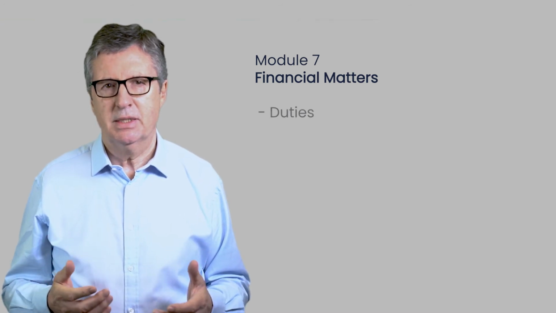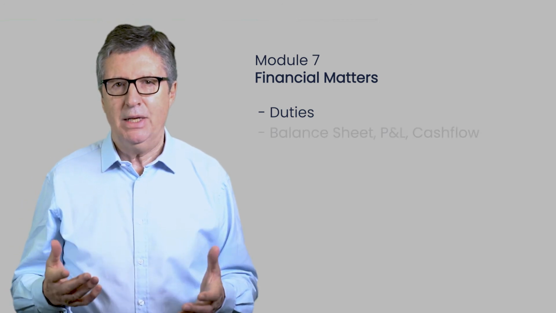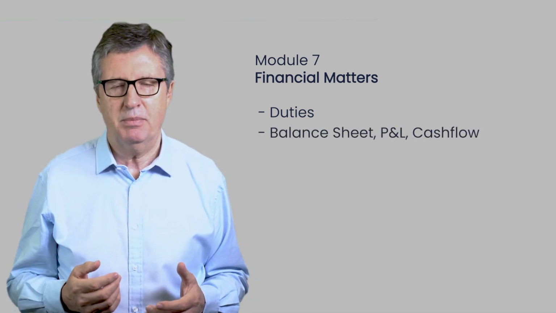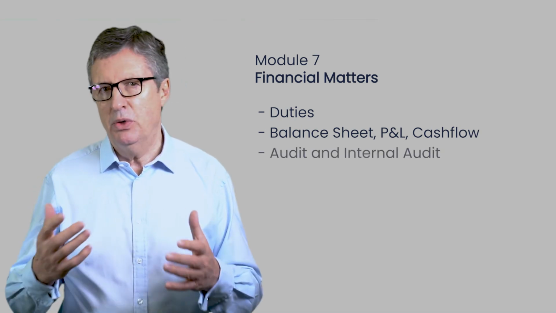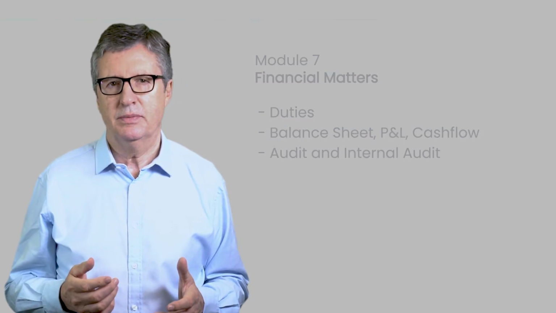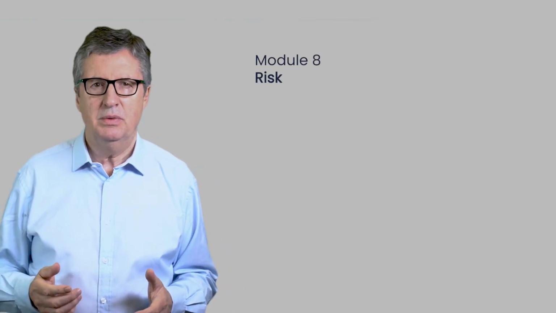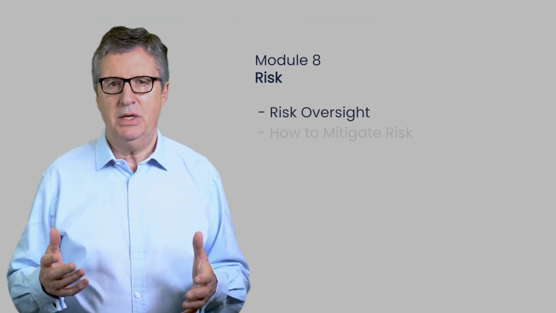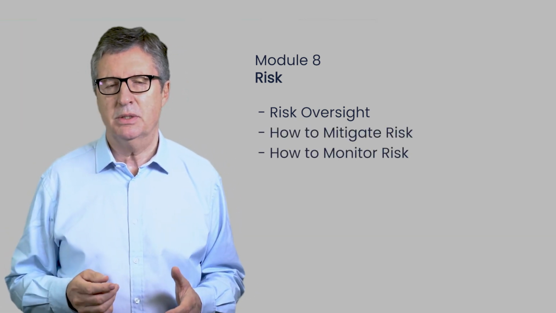The context, your duties as a director, which again will vary by jurisdiction. The balance sheet, the P&L account, the cash flow statement, and what happens if an organization gets into financial difficulty. And then the role of audit and internal audit. Module 8 covers risk, the main concept, risk oversight, how to mitigate risk and how to monitor risk around the boardroom table, a critical role for any director.